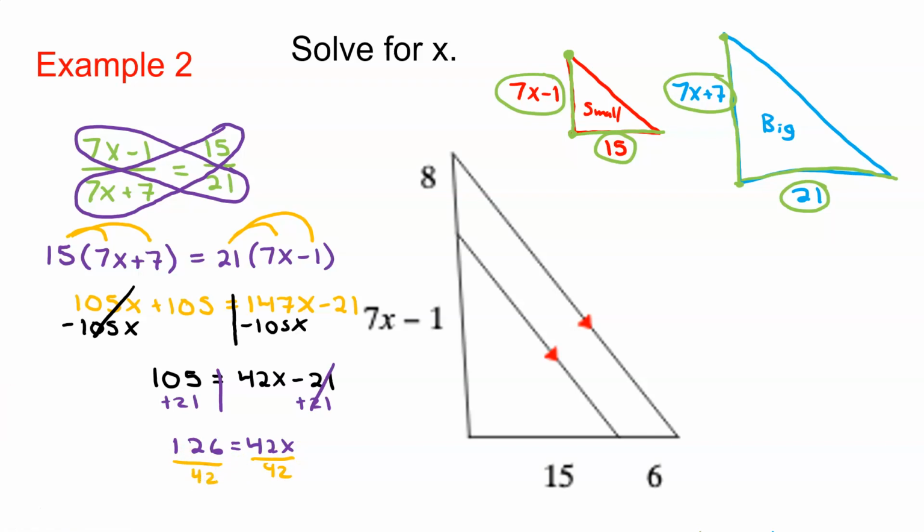So 126 divided by 42, I don't know if that divides nicely. It actually does. It's going to give me 3. 3 is equal to x. That is our final answer.